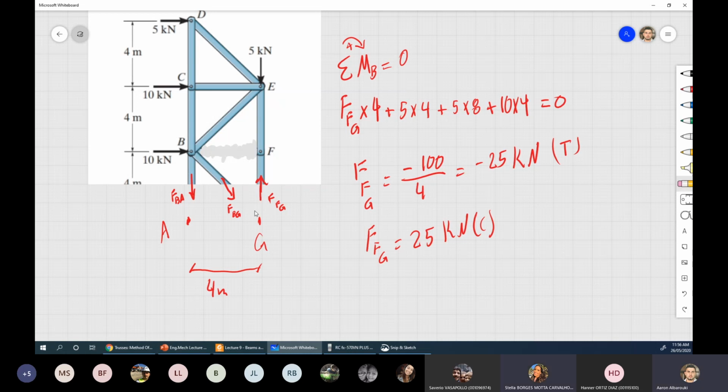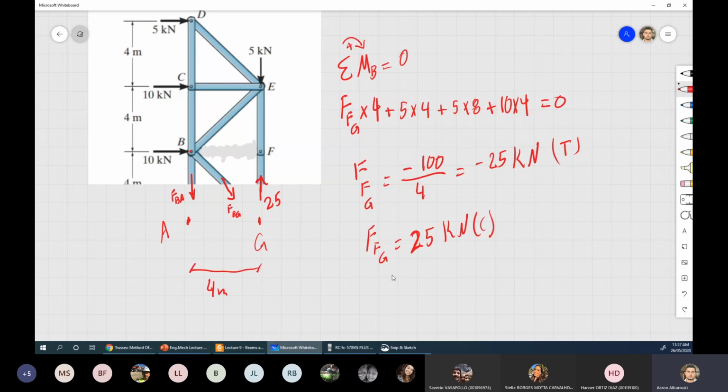And just change it. I think 10 multiplied by 8, not 5 multiplied by 8. Sorry? It's a 10 force. Why is that? Is that Stella? Which one, Stella? This one here? You're saying 10 by 8? Yes. I'm taking a moment around point B. So the 10 is at a distance of 4, okay. Sorry. Yeah, okay, that's all good. And the 5 at a distance of 8. All good.